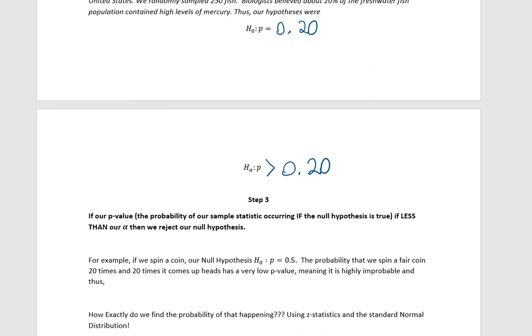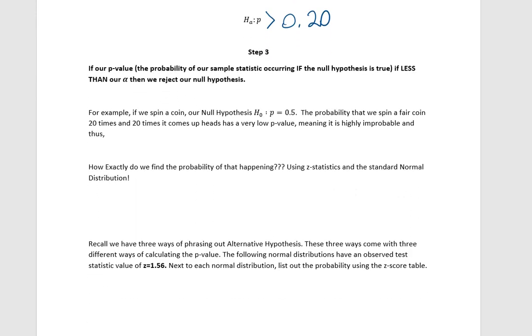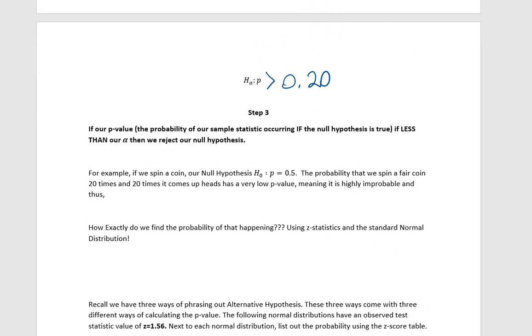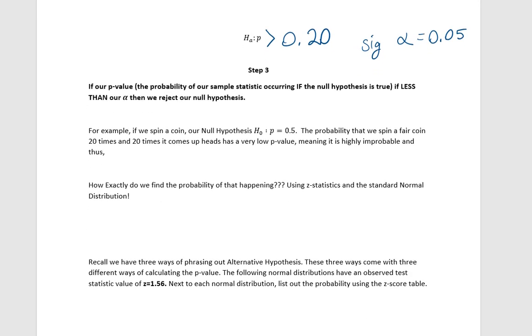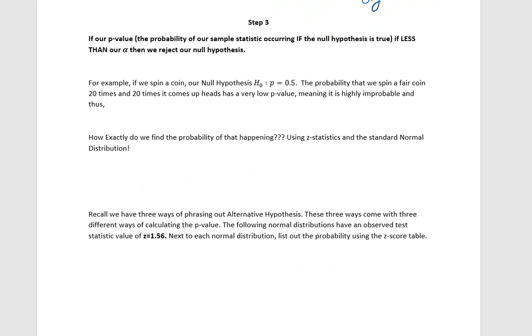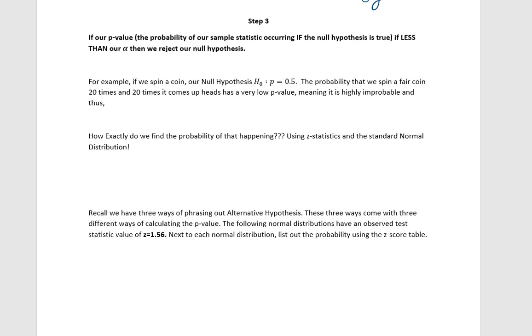All right, along with this, we also need to choose a significance level before we do anything else. So our significance level, let's just say, is 0.05. Now, step 3 says that if our p-value is less than our alpha, then we reject our null hypothesis. So remember, if p is low, reject H0.